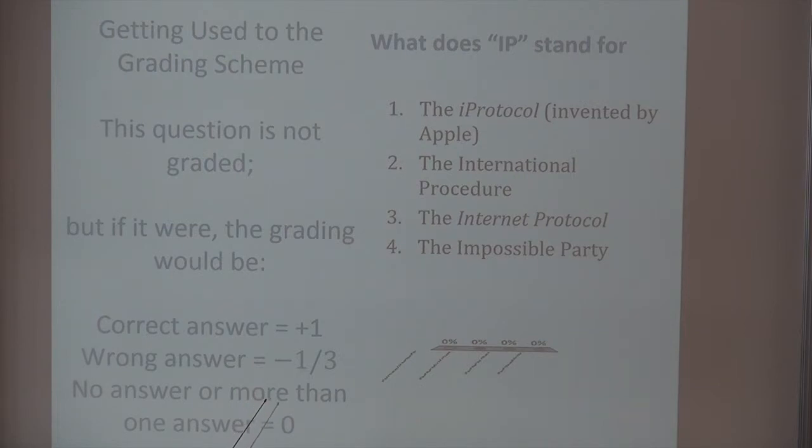And the grading is: if you get the correct answer, you get +1. If you get the wrong answer, you get -1 over n minus 1, where n is the number of possible answers. So here, -1 over 3. And if you have no answer, which is a possibility not here with the clickers, but is a possibility on paper, then you get 0. It's invalid, you get 0. If you have 2 answers or more ticked, you will also get 0. So it's better to be invalid than to give a wrong answer, which is perhaps intellectually not a good idea, but that's how it is.